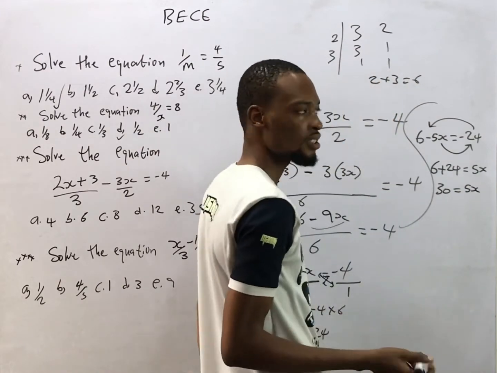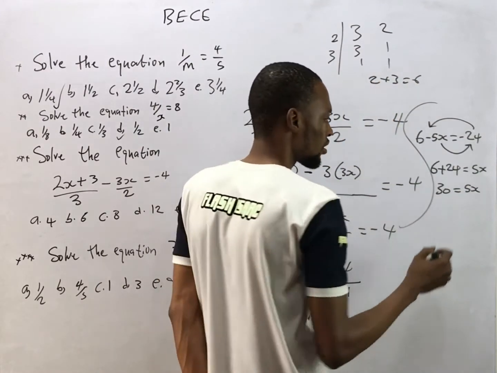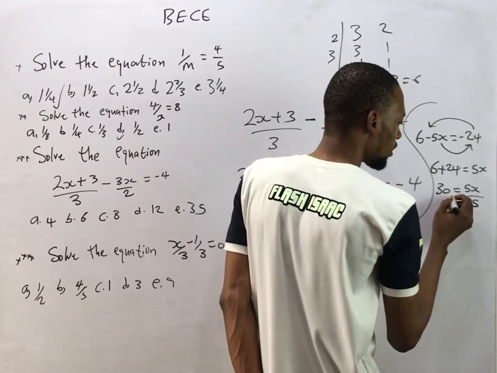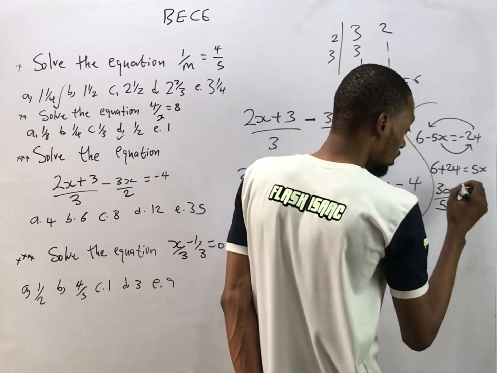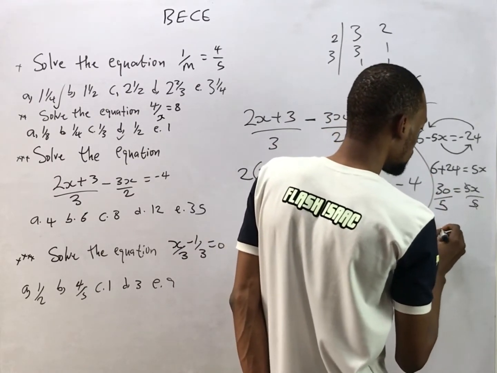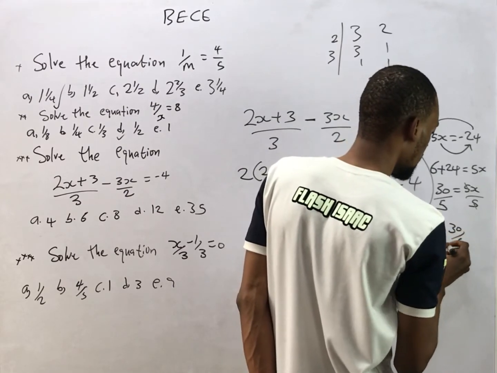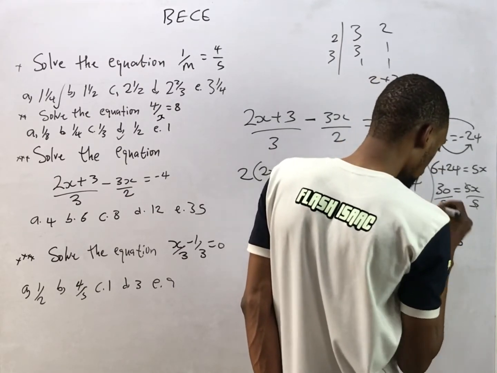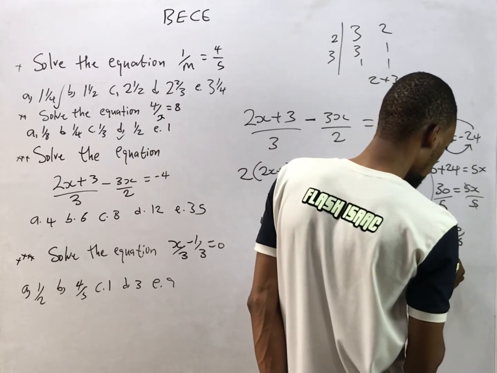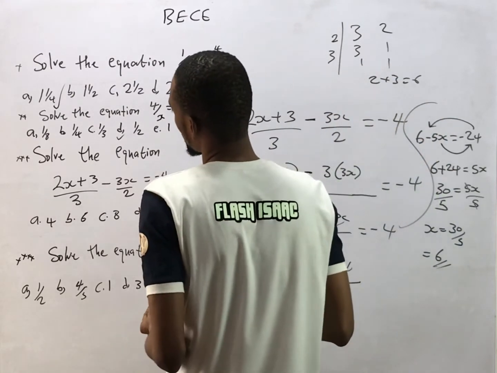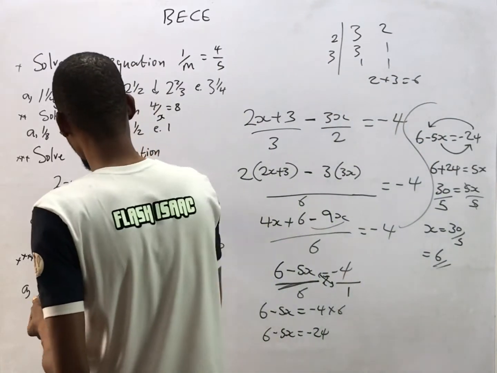Now we are looking for s. We divide both sides by 5. Here over 5, here over 5. This will cancel. So s will be 30 over 5. And this will give you 6. So the correct option here is 6. That's option B.